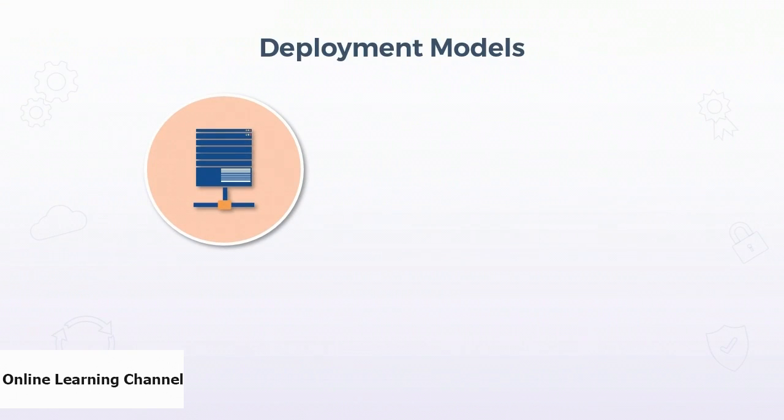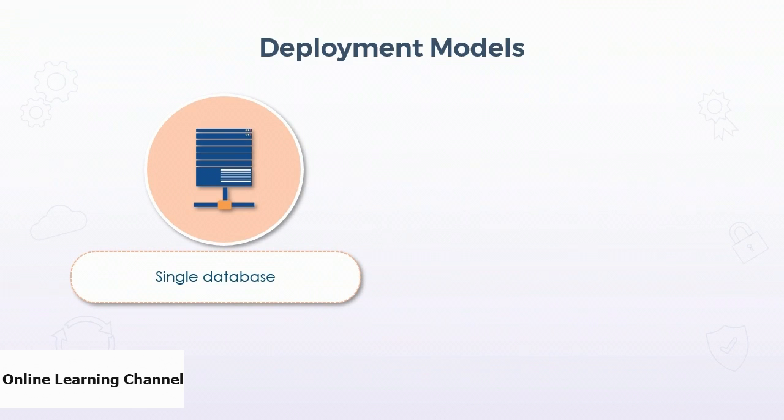There are 2 main deployment models available. You can go with a single database if you need dedicated resources. For example, you might have an application that needs low latency. With dedicated database resources, you can more easily guarantee performance.